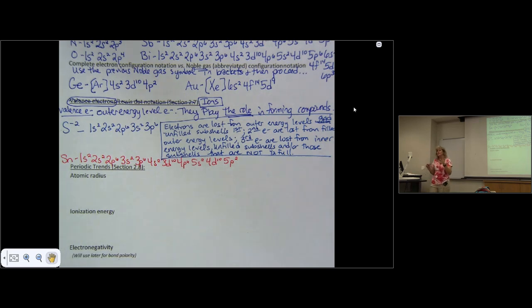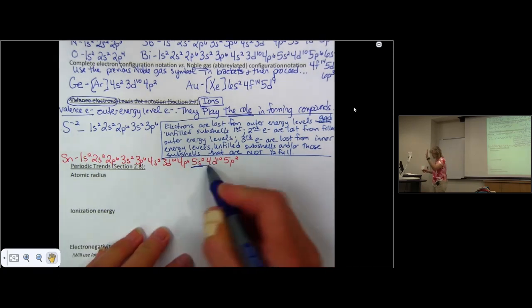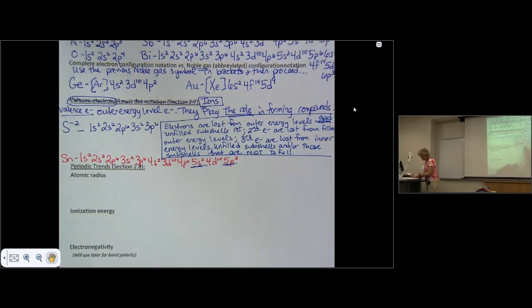Guys, you just told me what's the outer energy level. 5. How many valence electrons are there? 4. 2 are in P and 2 are in S. So the outer energy level is the 5th energy level. Look at the columns. Tell me valence electrons. First column. 1. Keep going. 2. All the middle is how many? 2. Then starting with boron, how many valence electrons? 3. Keep going.